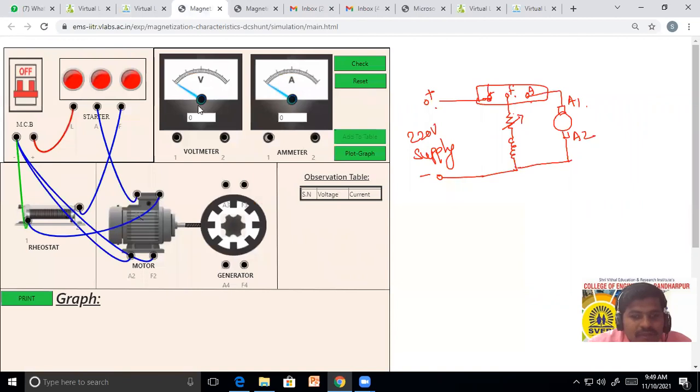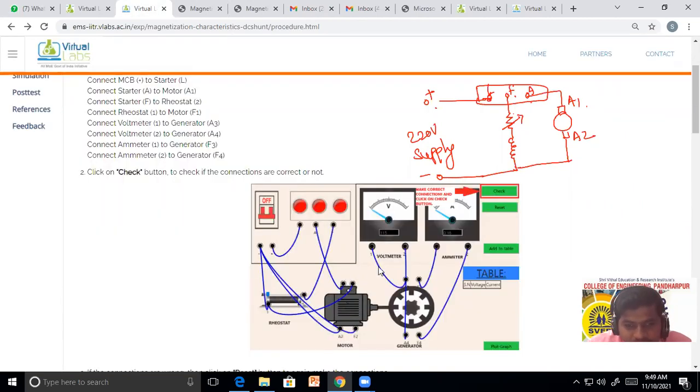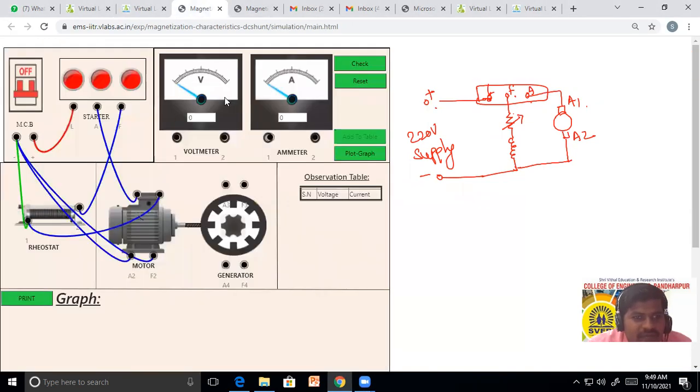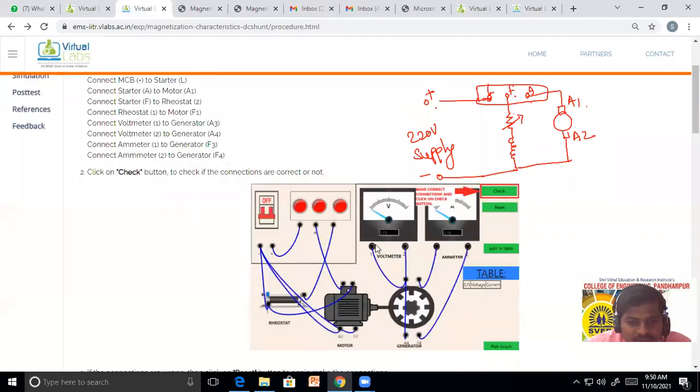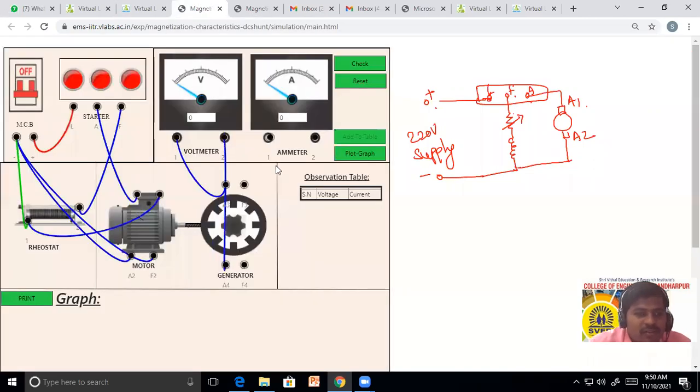Now across the voltmeter connection, see voltmeter V1 is there and ammeter A1 is there. Where should we measure the voltage? In the armature terminal. So we connect the voltmeter across the armature terminals A3 and A4. Okay, we are connecting the voltmeter. Then the ammeter is connected in series with the field. So this one is the ammeter connection.